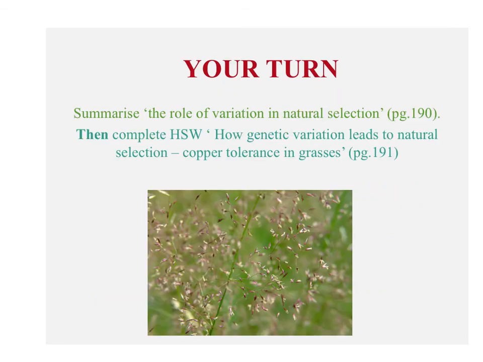And another bit of independent work for you to do before we look at some exam questions. Take a look at the boxes and the photos that I've put on OneNote, the role of variation in natural selection, and then complete how science works, how genetic variation leads to natural selection, copper tolerance in grasses, because remember, we don't just care about seahorses, we care in some aspect about plants too. So have a go at those. Should take you maybe 10, 15 minutes.